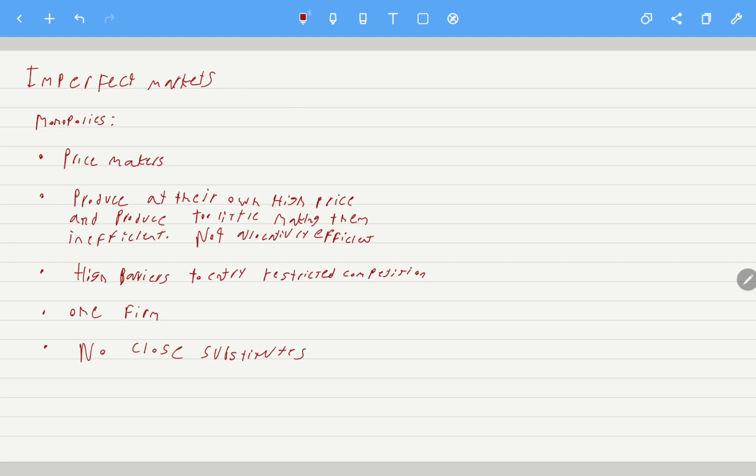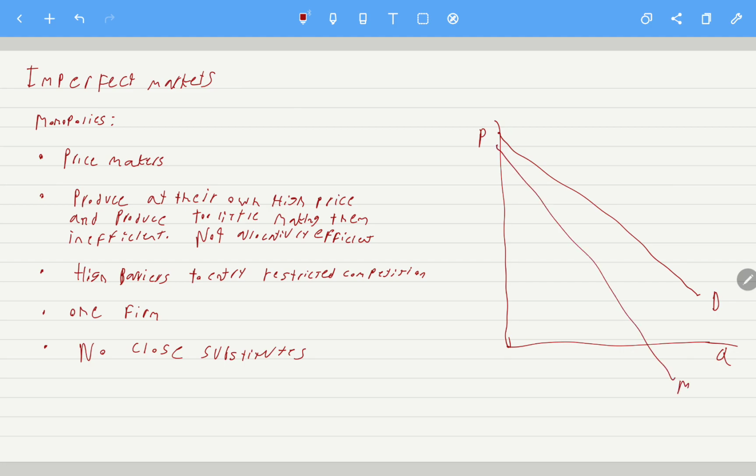So the graph for monopolies is, we got our price and quantity equilibrium. So price, quantity, and then we have a relatively elastic demand curve, and then we have a MR, or marginal revenue curve, that can go negative. So here we draw our Nike check mark, MC, and let's assume that this firm is making a profit.